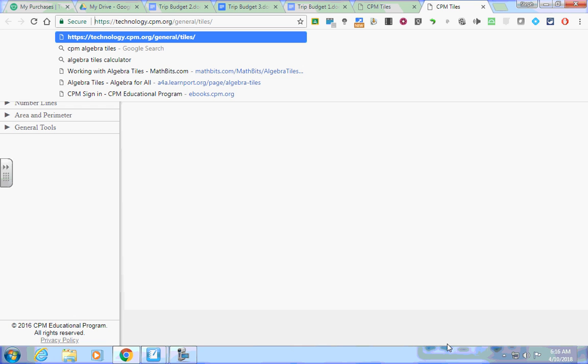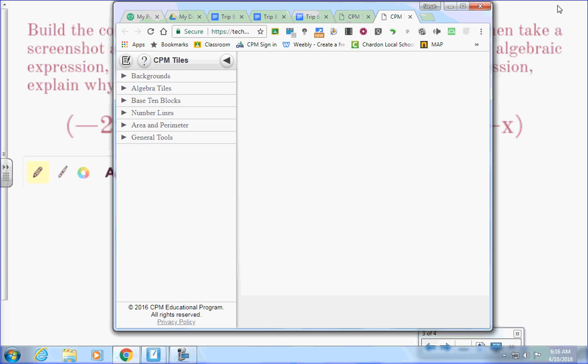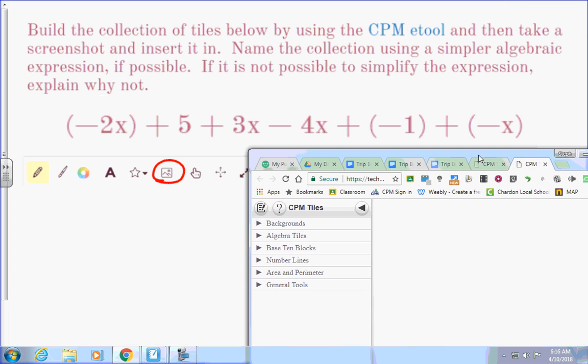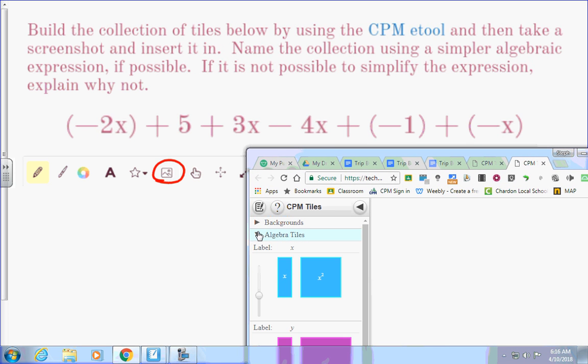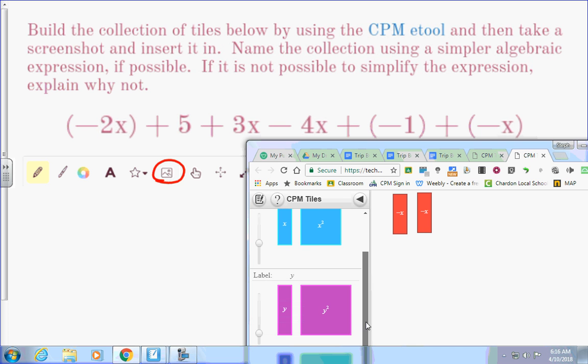Okay, so we're going to open up the algebra tiles. Shrink this down so I can look at my expression while I build it. I think your tiles will take you straight there. Okay. So I want to build negative 2x. So I bring out 2 x's. I change them to make them negative. Positive 5.